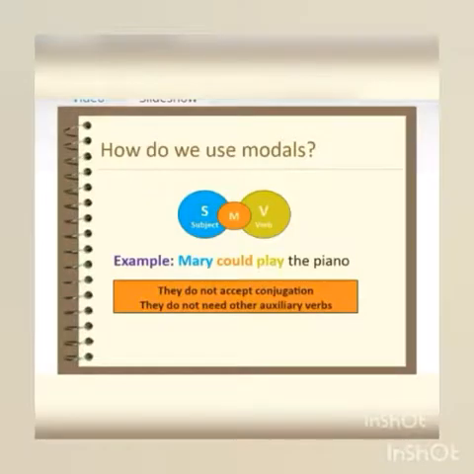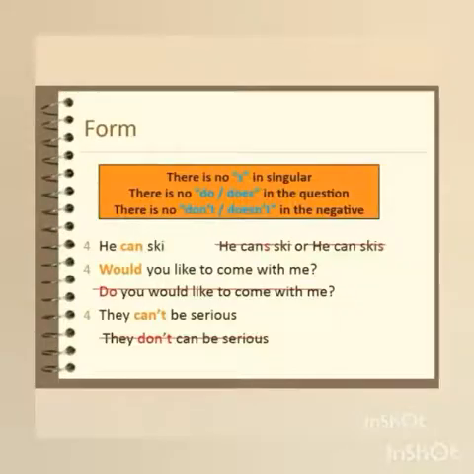And here you can see the structure of modal verbs. Subject plus modal verb plus verb. For example, Mary could play the piano. Mary is the subject, could is the modal verb, and play is the simple form of the verb. Modal verbs don't accept conjunctions. They don't need other auxiliary verbs. You should simply remember that after the modal verb you should use the simple form of a verb.